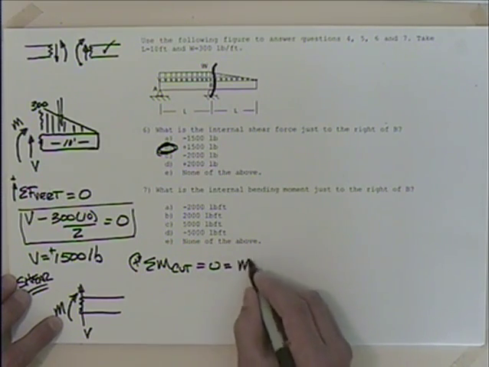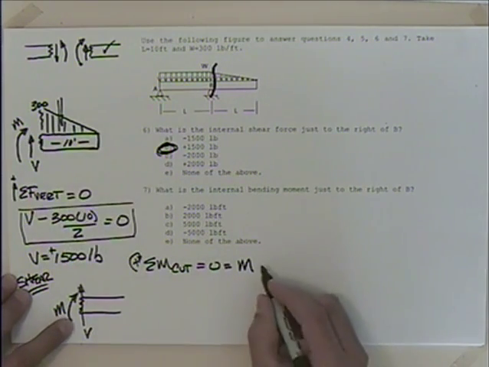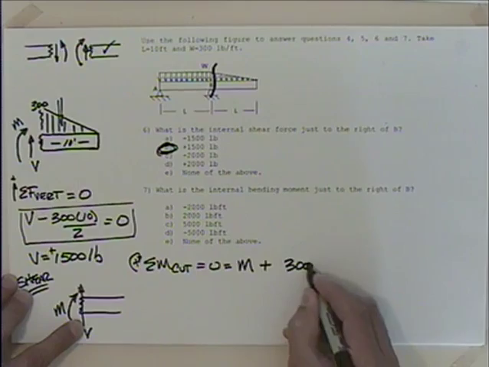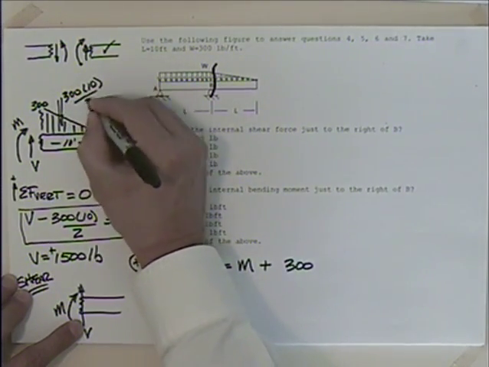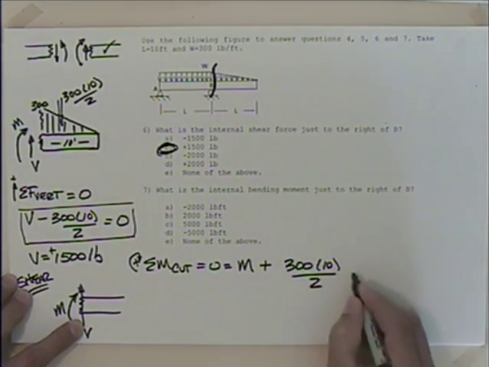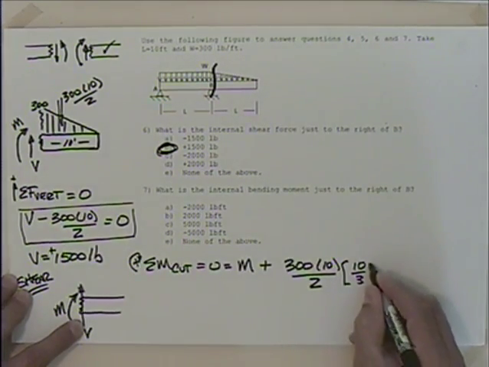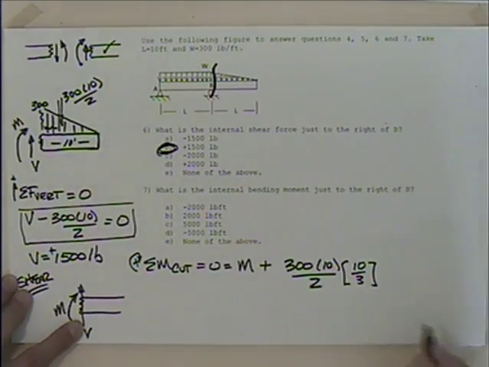So what I'm going to have is M, got to add that moment in, and then I have that force there, so I'm going to have plus 300 times, because isn't this 300 times 10 divided by 2? Yep. And then it acts through some distance. That's 1/3 of 10. That's the distance that it's acting through there, right there.